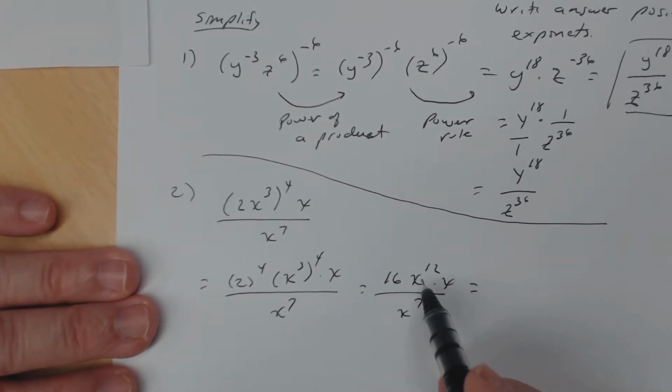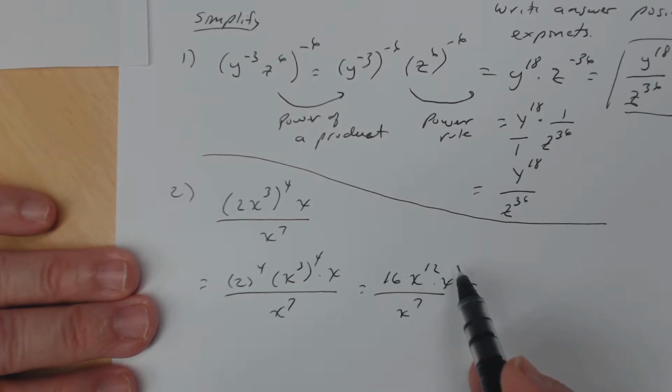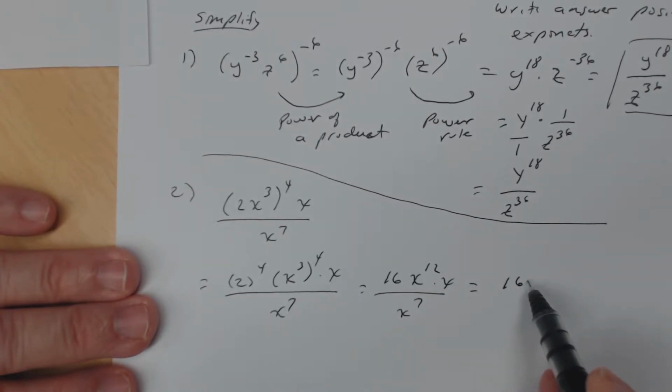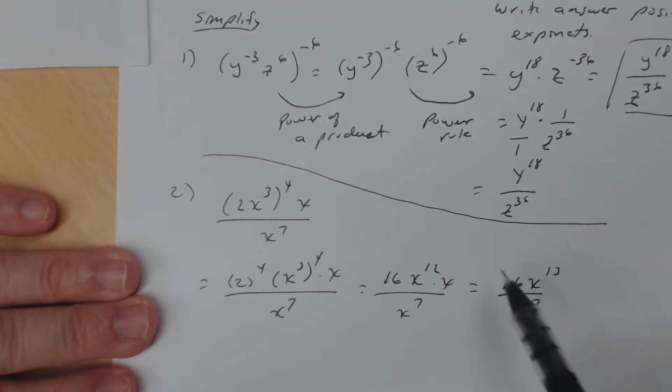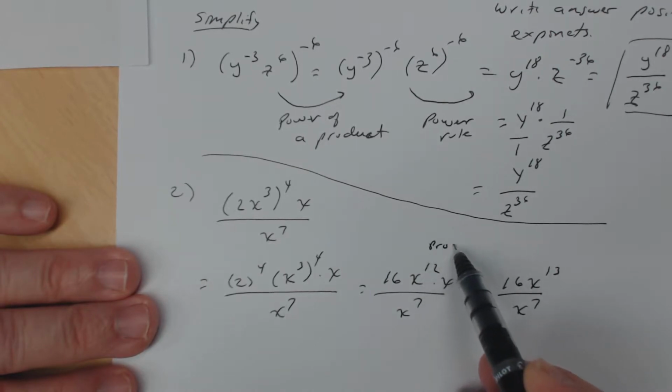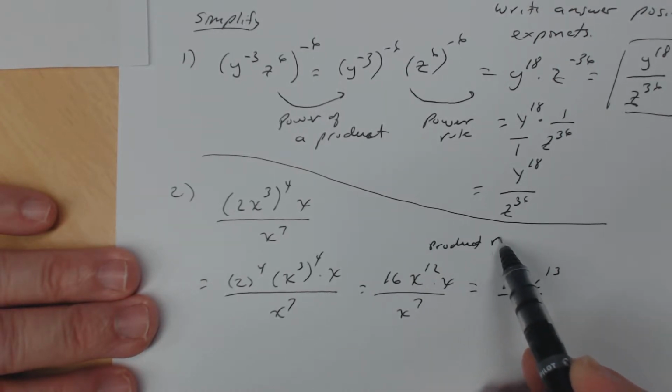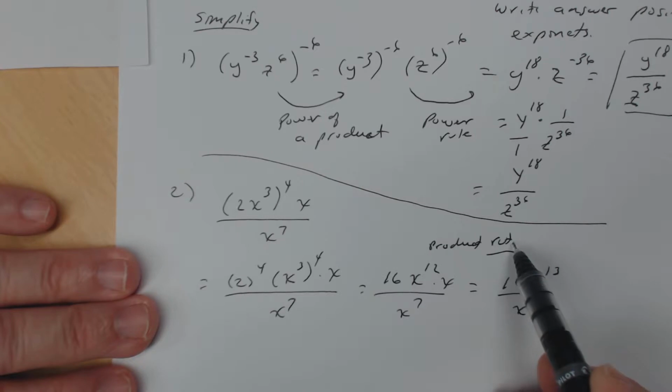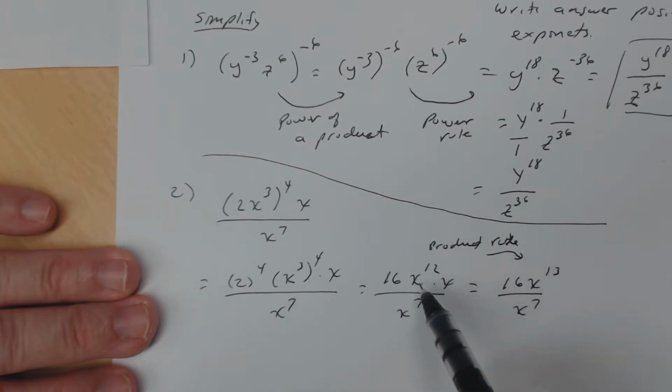So now I'm going to use the product rule here. When you multiply like bases, you add exponents. 12 plus 1 is 13. So I get 16 x to the 13th power divided by x to the 7th. So going from here to here, I used the product rule.